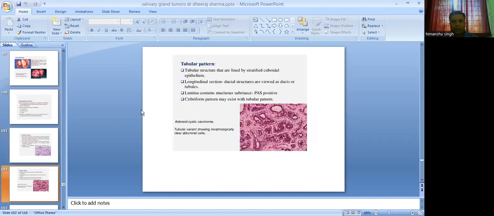The tubular pattern, as you can see, shows tubular structures lined by stratified cuboidal epithelium, or longitudinal section ductal structures are also visible. The lumina usually contain PAS positive material, and the cribriform pattern may also exist with the tubular pattern. Both patterns can be seen in the same tumor.